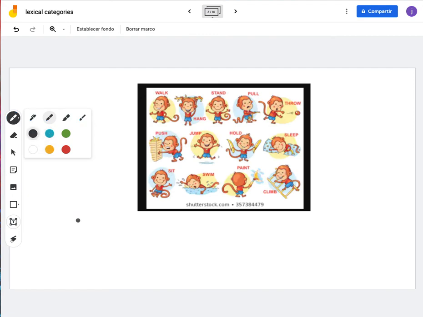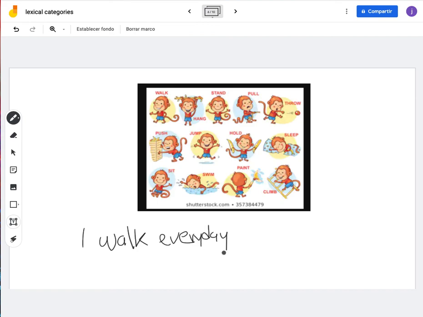Okay, black. So: I walk every day. Well, in this case, I'm going to choose another color. Walk, okay, walk is a verb. It is the action that I do. Walk is the verb.